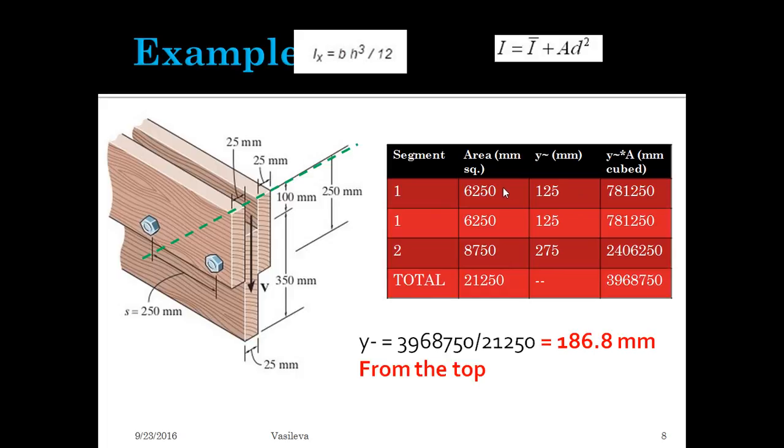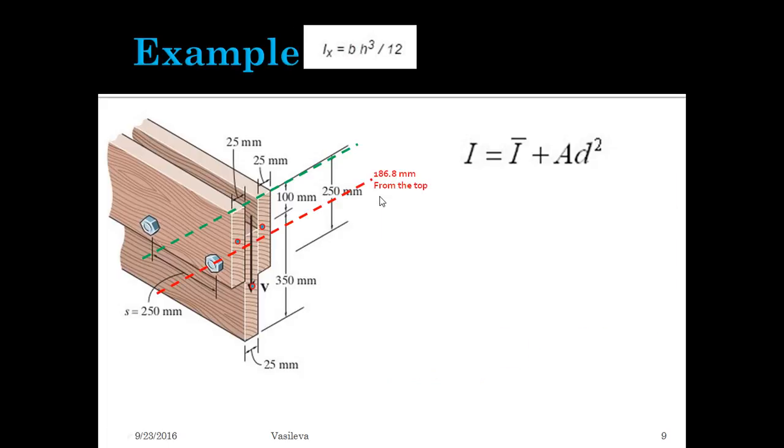So I took the area of every rectangle, y bar of every rectangle, y bar times A, and in the end I do y bar times A divided by A, and that tells me that my neutral axis will be 186.8 millimeters from the top. So this is kind of the center of gravity along the y-axis of this composite body.